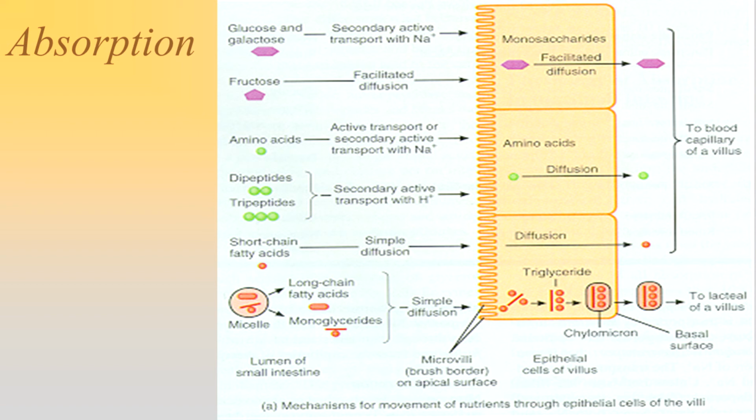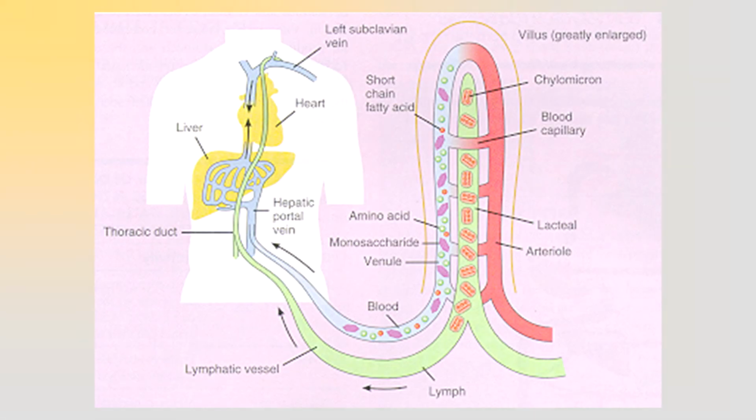Lipids, all the lipids cross both membranes by simple diffusion through the phospholipid bilayer. Okay, now, lipids: the fats are broken down at the membrane to long-chain fatty acids and monoglycerides, and those are what cross the apical membrane.